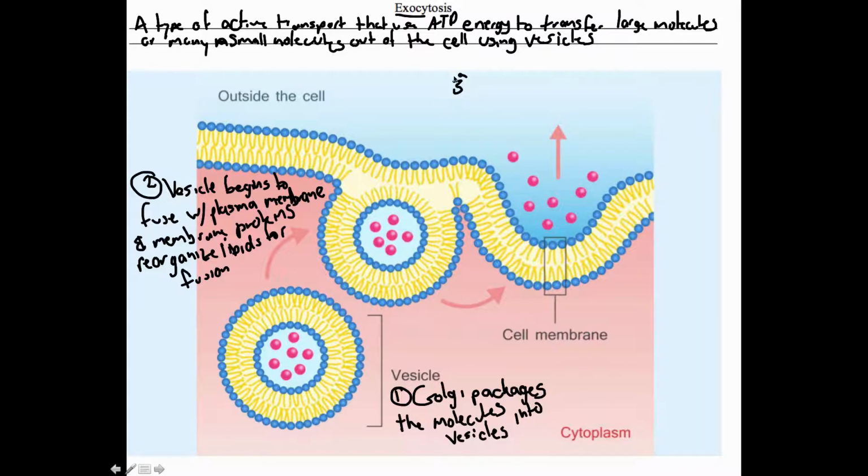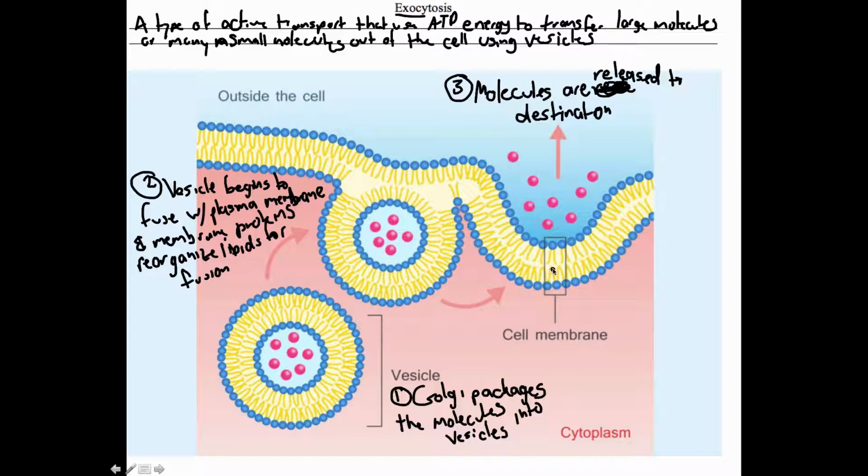All right, finally, step 3. Molecules are released to destination. So here we finally get the molecules where we want. They have now exited the cell.